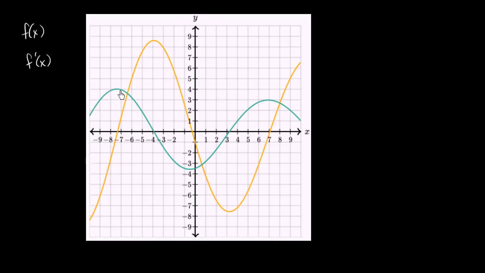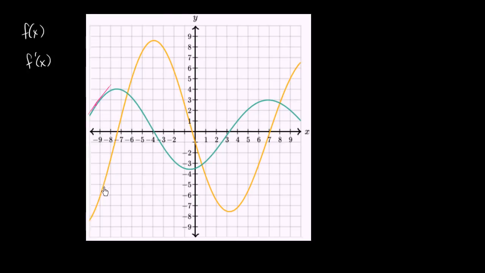If the green function were f of x, could the orange function here, the yellow function, be f prime of x? So let's think about what's happening to this green function at different points. This green function right over here, if we start at the left, has a positive slope. If this orange function were f prime of x, if it were the derivative of the green function, then it would have to be positive because the green function's slope is positive at that point.